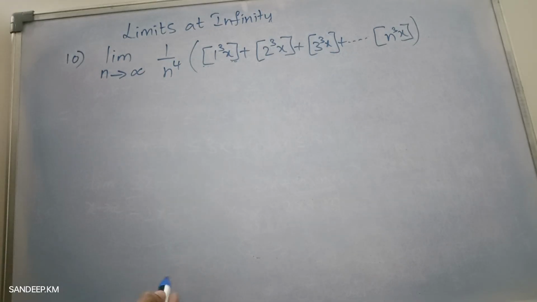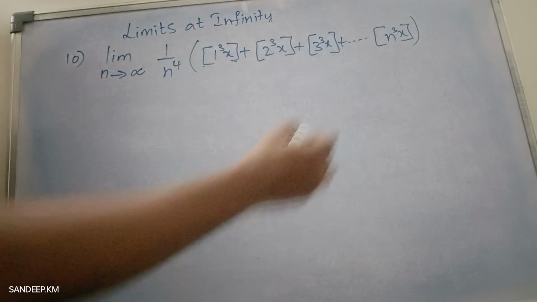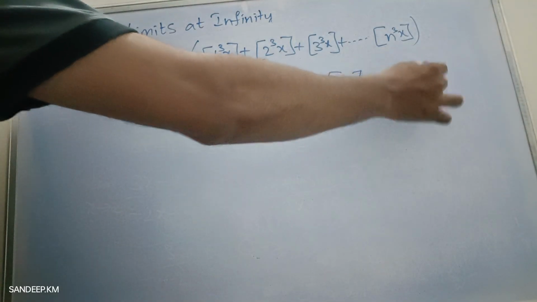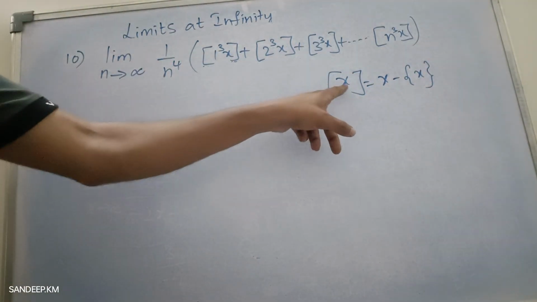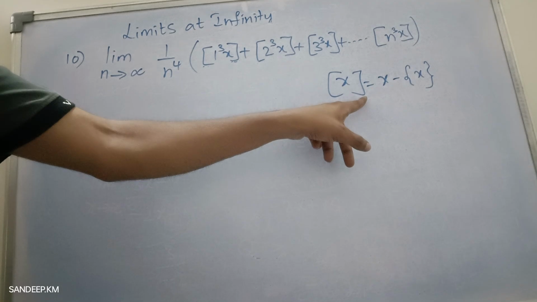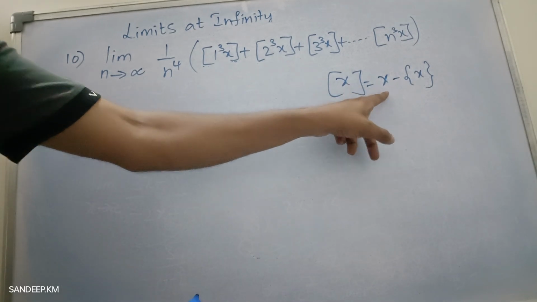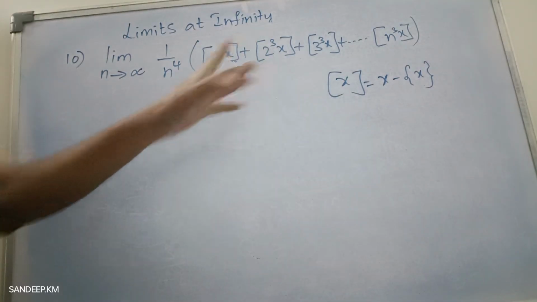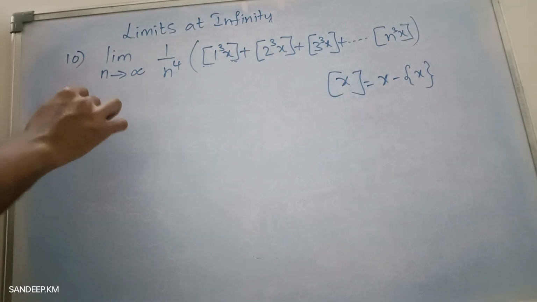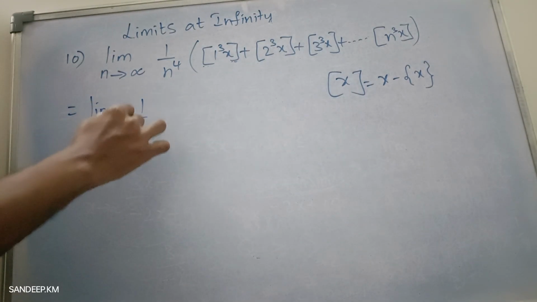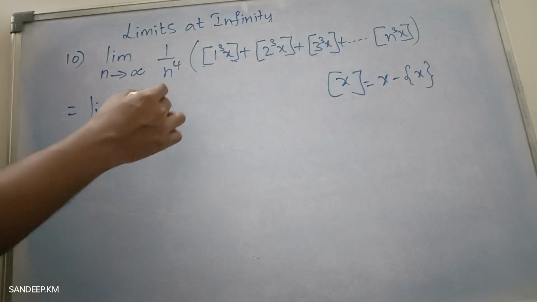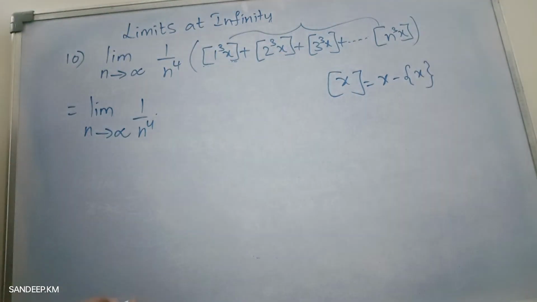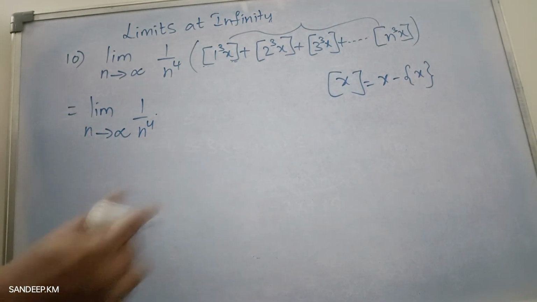Okay, now fine. Do you remember the definition of step x? Step x is equal to x minus the fractional part of x. We can also say that for any real number, the greatest integer function of x is equal to x minus the fractional part of x. Let us use this definition while solving this question. So limit n approaches infinity, 1 by n power 4 into, but before using this definition, let me write this in summation form so that my solution looks simple and easy.